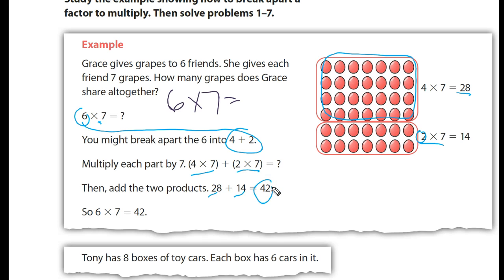Some of you might say, Mr. Martino, I already know that 6 times 7 is 42. That's great. Okay? But here's a strategy in order to solve it if you do not know what 6 times 7 is.